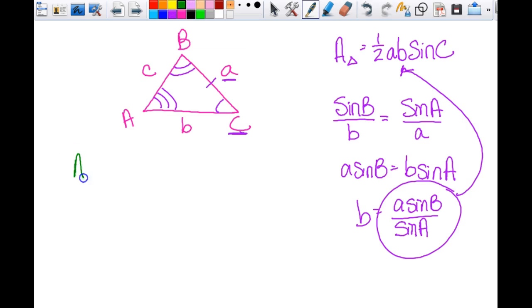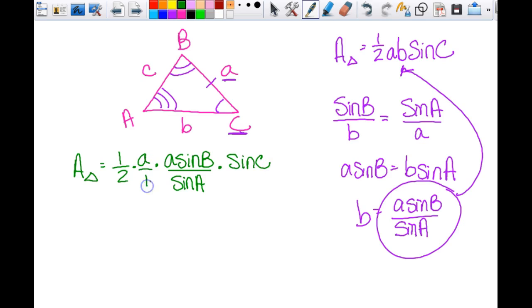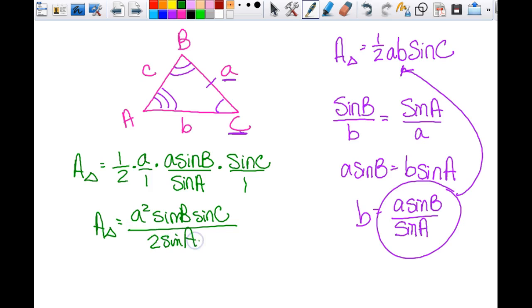So that's going to give me that the area of my triangle is equal to 1/2 times a times, instead of b, I'm going to use a times the sine of B over the sine of A times the sine of C. So I'm going to take these things that are fractions and put them over 1. So that when I multiply all that together, I get a squared times sine B times the sine of C all over 2 times the sine of A. Okay. Again, you don't have to recreate it, just can you stay with me, see where all that came from?